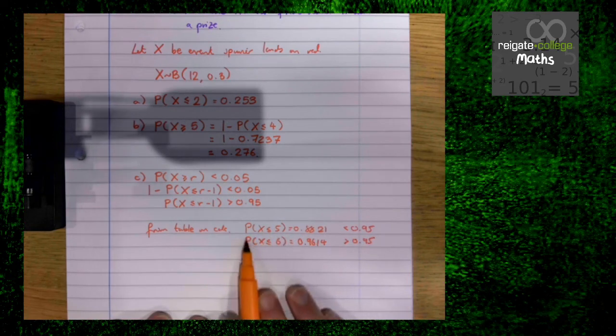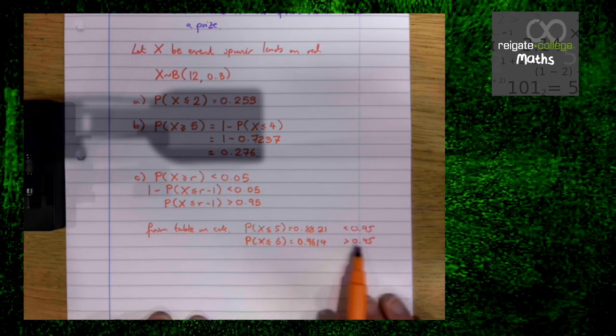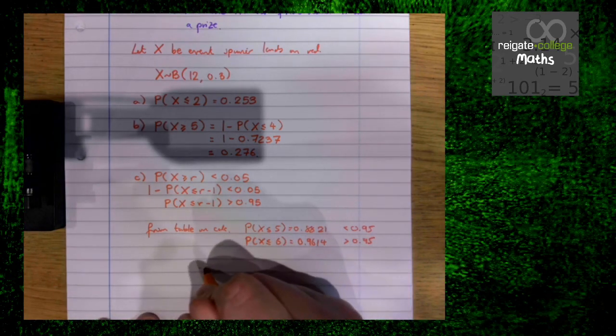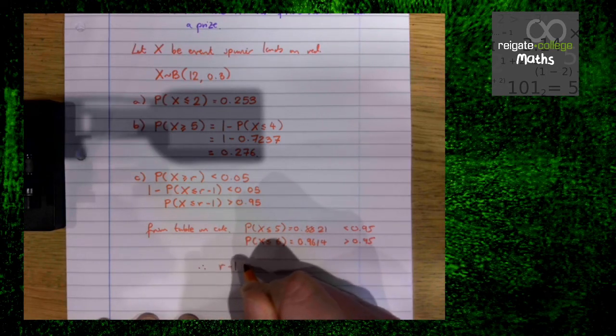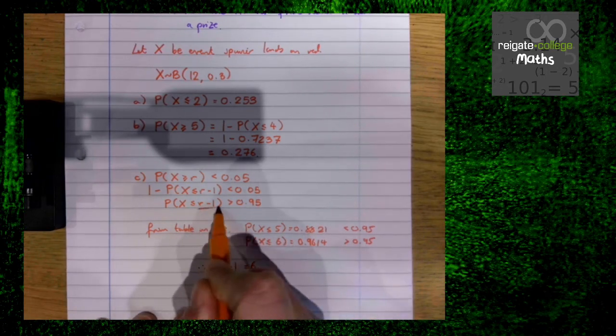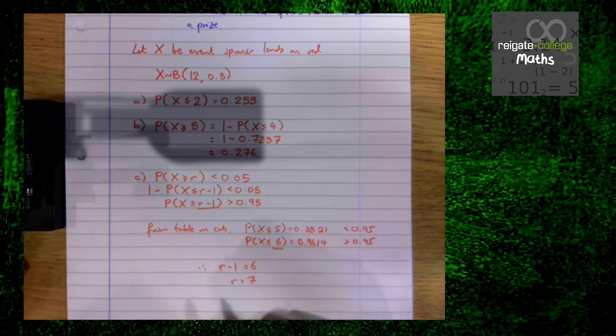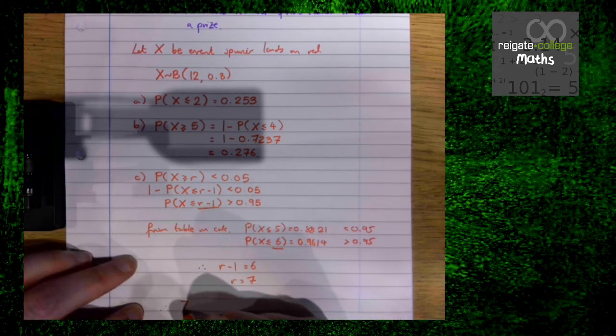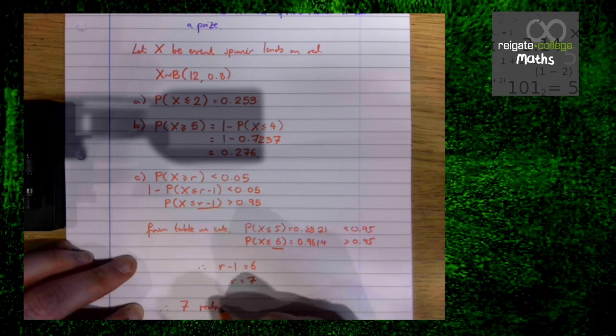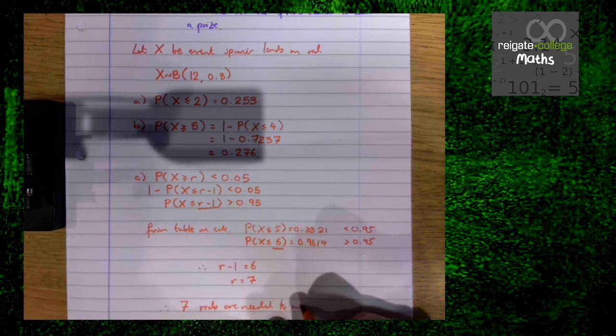And we know the probability that x is less than or equal to 6 gives us the value that we want. So therefore, r minus 1 is 6. Remember, r minus 1. So r is 7. Which means that 7 reds are needed to win the prize.